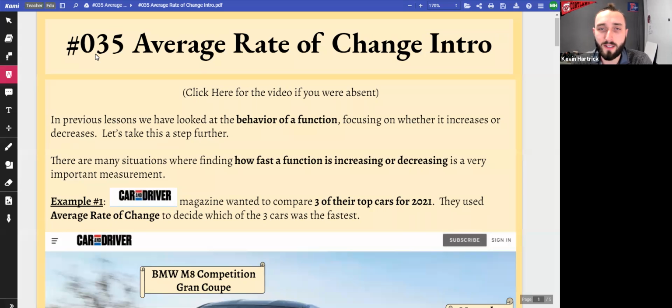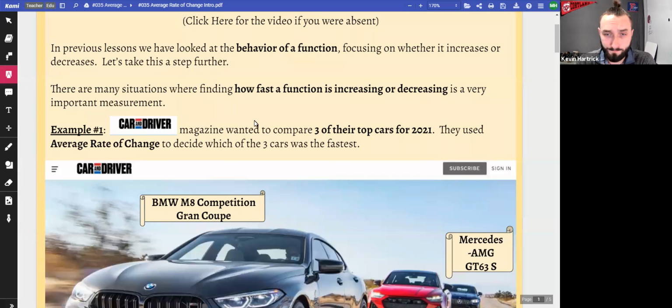In previous lessons, we have looked at the behavior of a function, focusing on whether it increases or decreases. So let's take this a step further. There are many situations where finding how fast a function is increasing or decreasing is a very important measurement. So let's look at example number one.